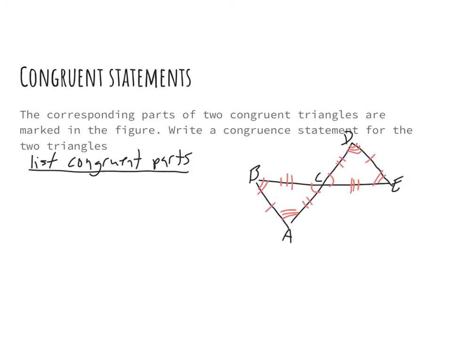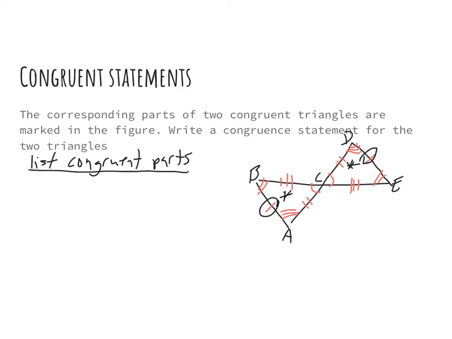The first thing we're going to be working on is congruent statements. The corresponding parts of two congruent triangles are marked in the figure. We've got this triangle here and this triangle here, and you see that they're marked. The side that has one line through it is congruent to the side over here that has one line through it. Same thing with angles. One arc goes with one arc, two with two, three with three, and so on. They want us to write a congruent statement for the two triangles.